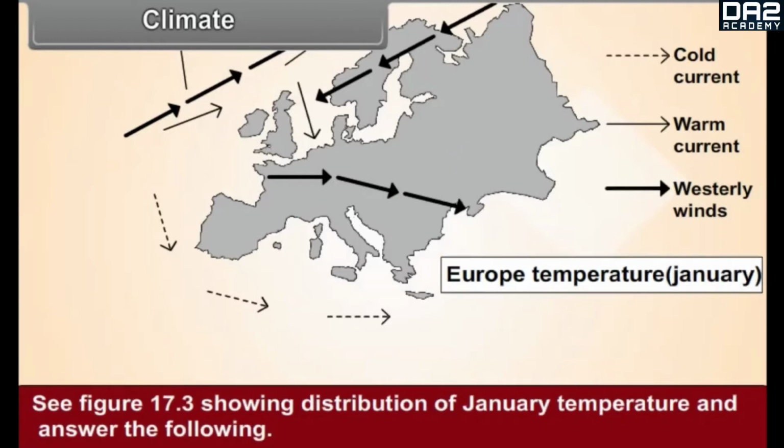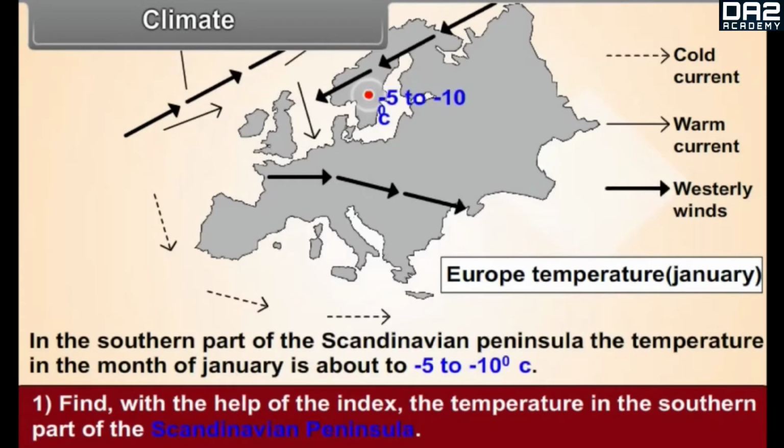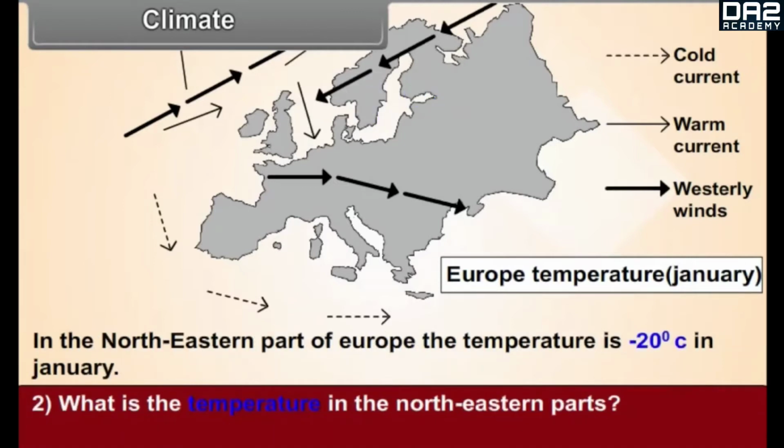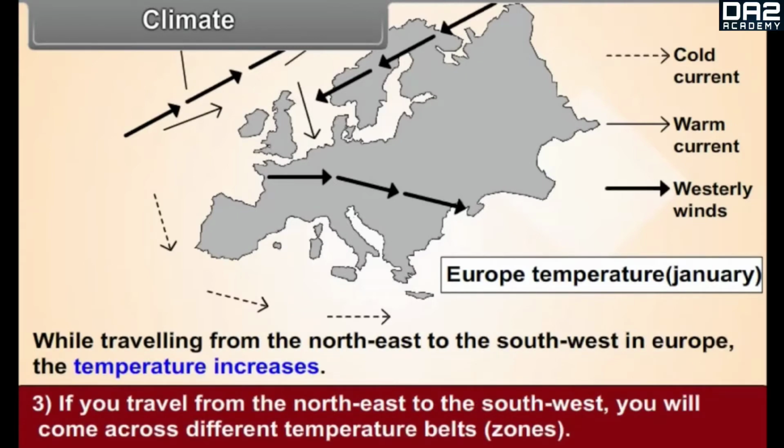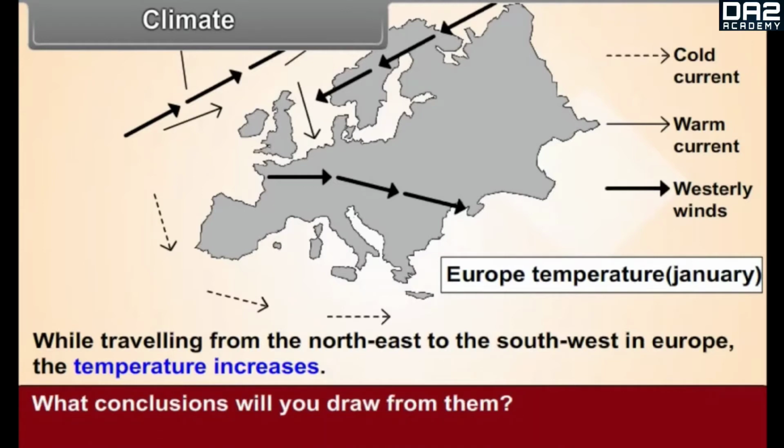See figure 17.3 showing distribution of January temperature and answer the following. Number 1. Find, with the help of the index, the temperature of the southern part of the Scandinavian peninsula. Number 2. What is the temperature in the northeastern parts? Number 3. If you travel from the northeast to the southwest, you will come across different temperature belts, that is, zones. What conclusions will you draw from them?